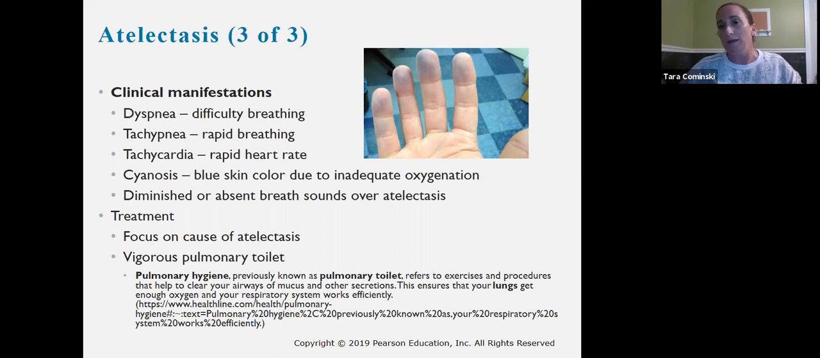In terms of treatment, you have to focus on what the cause is and try to treat that. And maybe you guys have heard this term before, pulmonary toilet, which apparently has been replaced by pulmonary hygiene, but there are exercises and procedures that can be done to help clear the airways of mucus and other secretions. That would probably be necessary if this is due to an excess of mucus accumulating in those airways, okay? All right, questions, guys, before I move on?